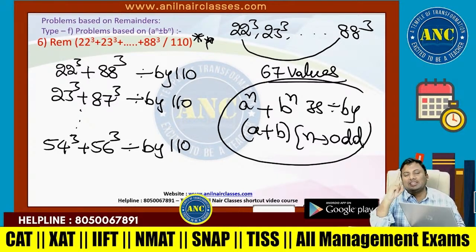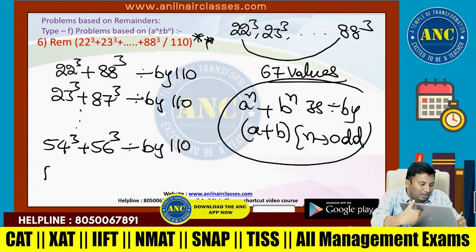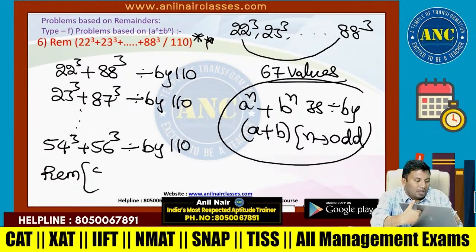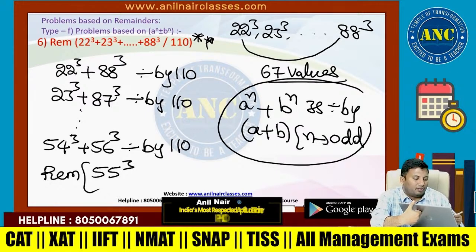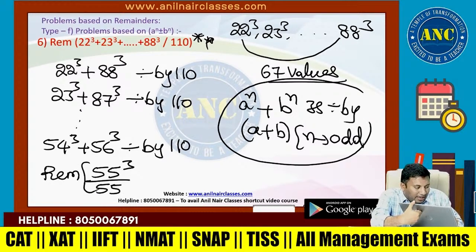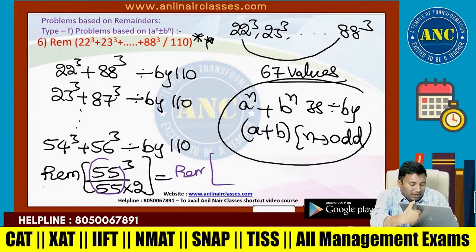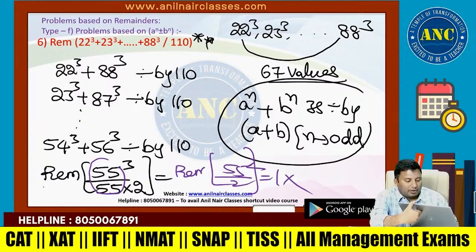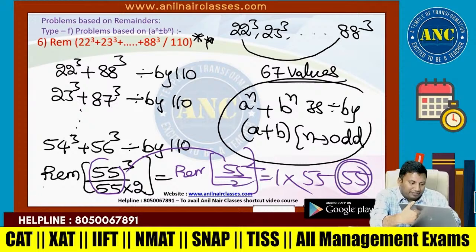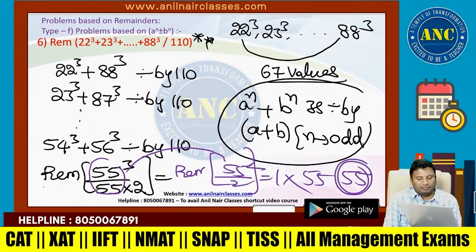One value is left in the numerator. What is that value? 55 cube. Remaining all will cancel out, being divisible by 110. 55 cube divided by 110 is 55 into 2, so 55 cube by 55 becomes 55 square divided by 2. Odd number divided by 2, remainder 1. That is for 55 square. 55 cube is 1 into 55, which is 55. I hope you have understood the difference between question number 6 and question number 5.